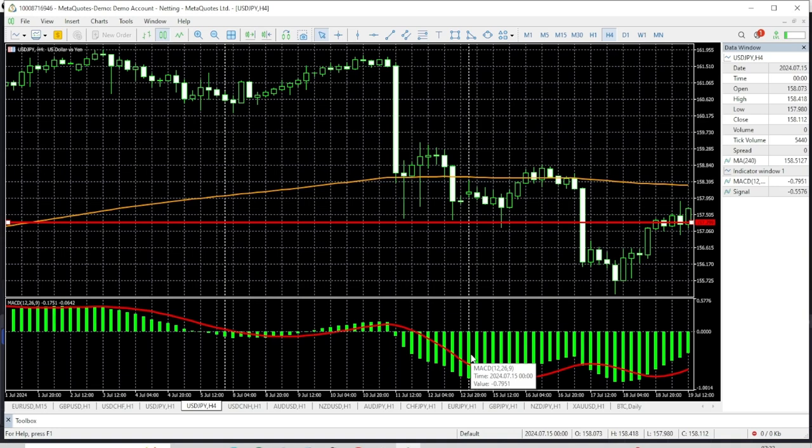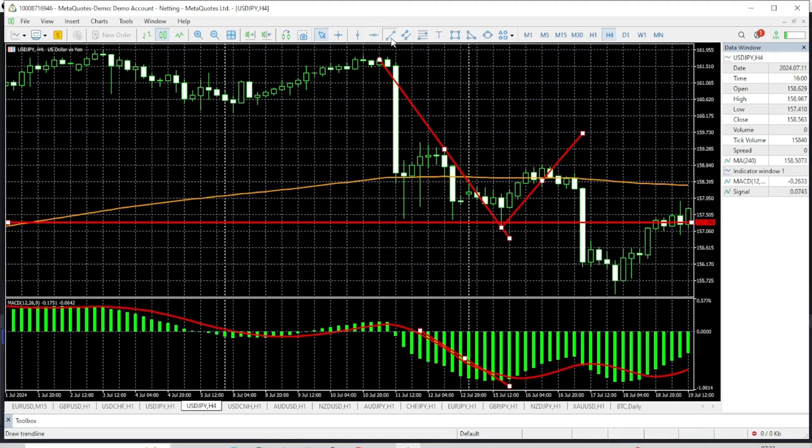But where are we going to enter? We are going to wait for a pullback first. This is the first down move. Here we have the crossover. So this is the first down move of the market, so we're going to wait for the market to pull back here.